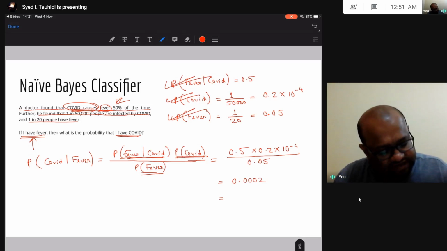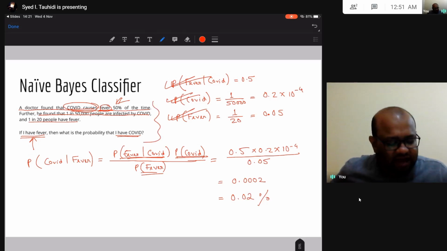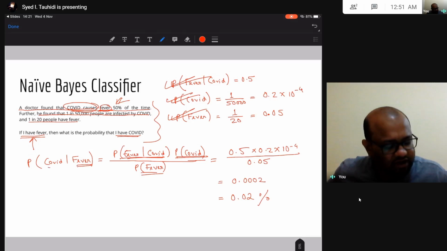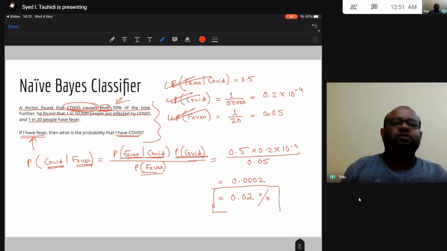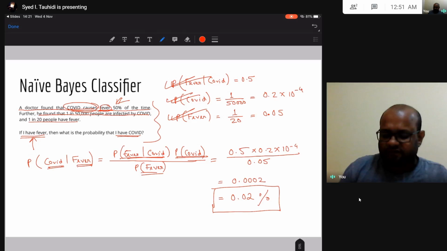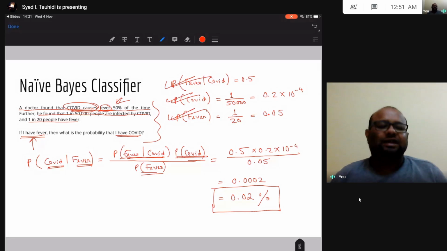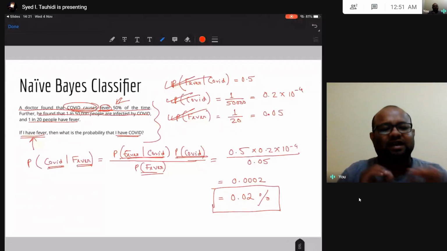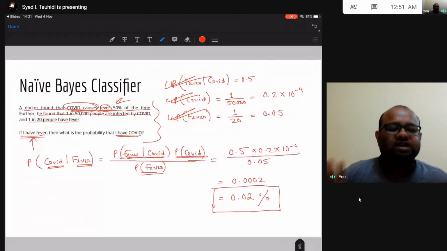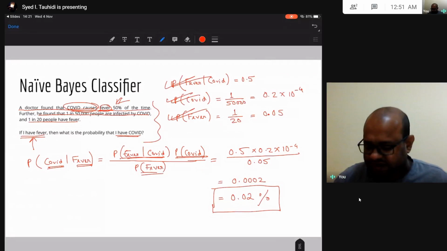So if this is the data, then given that I have fever, what is the probability that I have COVID? It is 0.02%. Alright, so this is what I have. If I have fever, then there is only a 0.02% chance that I have coronavirus. Okay, this data is synthetic. Once again, do not take this as medical fact. This is not scientific fact. These are just random numbers that I put on your screen to do calculation. All right. If you have fever, please go to a doctor and get tested for COVID.